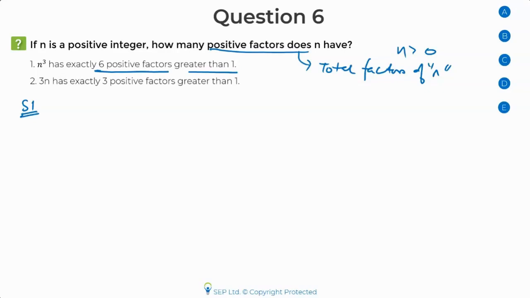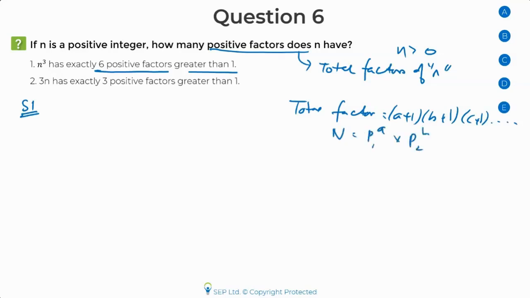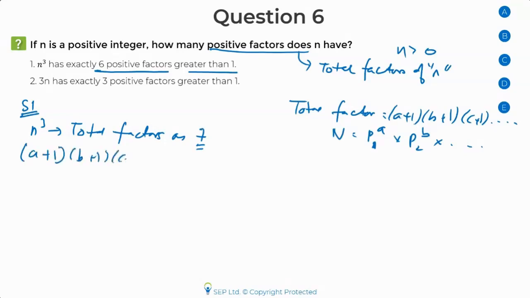That's pretty good. Now we know that the total factors formula is (a plus 1) times (b plus 1) times (c plus 1), and so on, depending on what n is, right? So if n is p1 to the power a times p2 to the power b, depending on how many prime numbers we have. I emphasized this at the starting of the session, right? So now when I know that n cube has total factors as 7, I can write down (a plus 1) times (b plus 1) times (c plus 1), and so on, is equal to 7, because that's the formula for total factors.